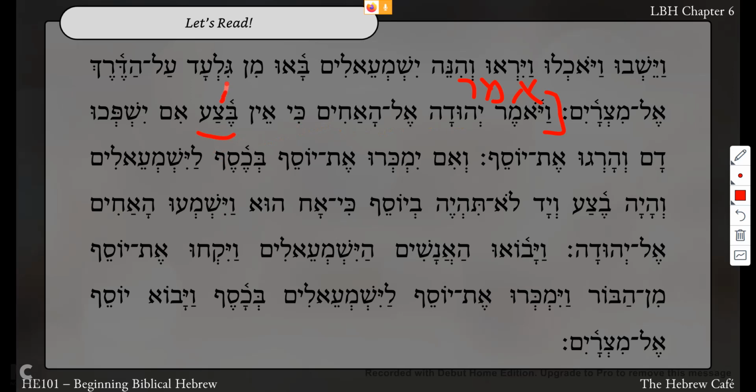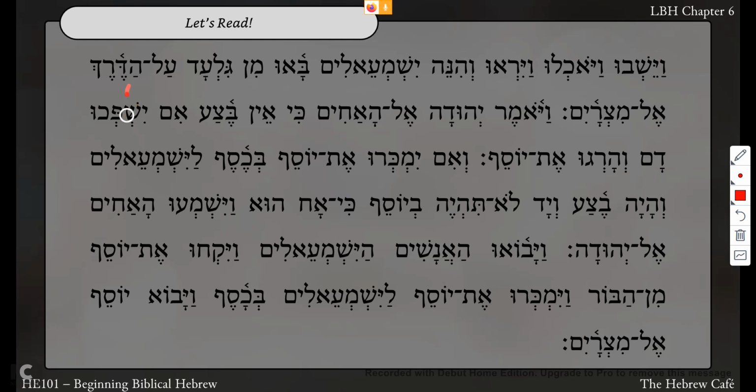So Vayomer Yehuda el ha'achim ki ein. What's this letter in the middle? Betza. We could think betza is like advantage or gain, like there is no gain if we do this. We're not going to get any good out of doing this. Betza. Ein betza.